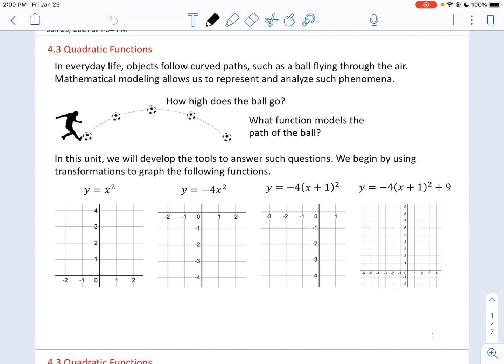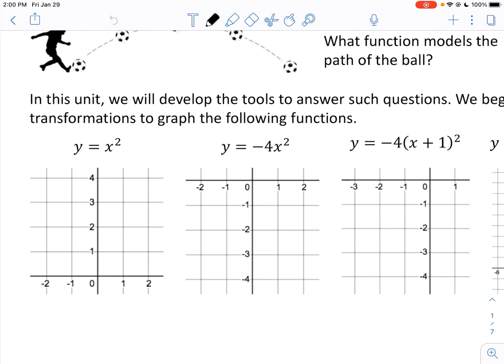And we'll begin by using transformations to graph the following functions. Y equals x squared, (0, 0) is a point on this, (1, 1) is a point, and so is (2, 4). (-1, 1) and (-2, 4) are also points. And we have the graph of a parabola.